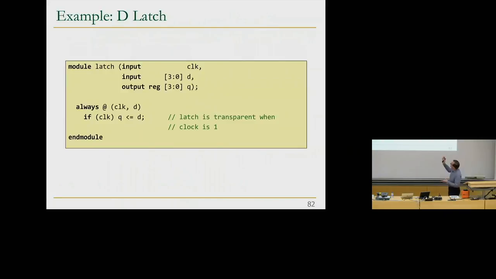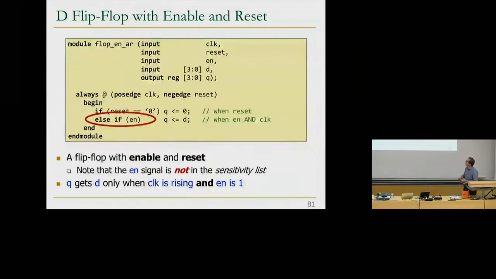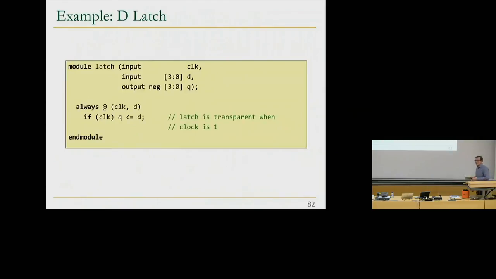And this is our D latch. So I've shown you the D flip-flop. Let's take a look at the D latch. So D latch, remember, is level sensitive. Basically, whenever the clock is 1 and D changes, this is what happens. If clock is 1, Q gets assigned D. The latch is transparent when clock is 1 in this case. There are other ways of designing it, but this is one way of designing it.